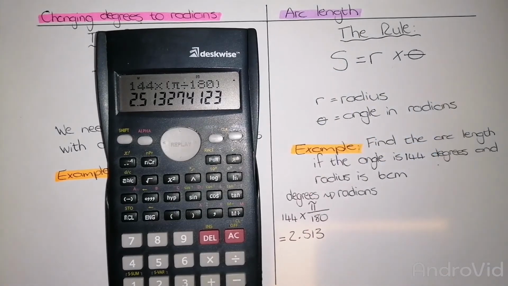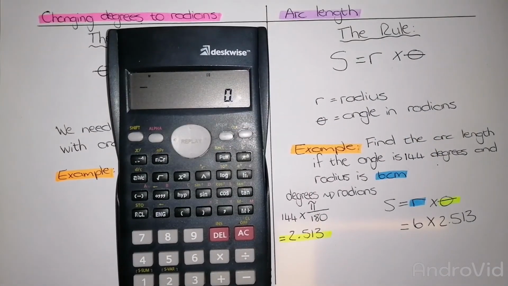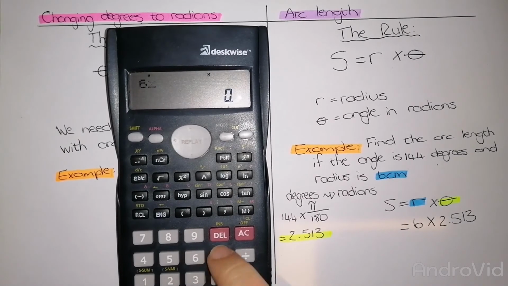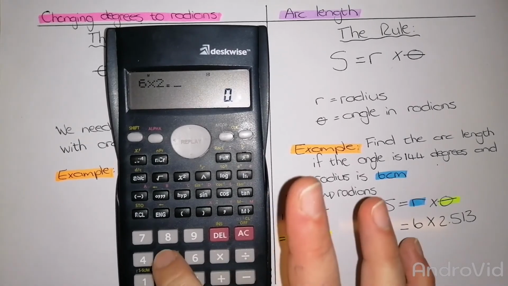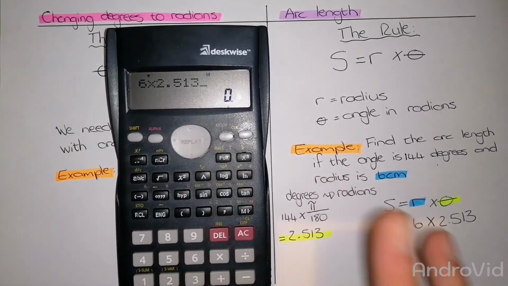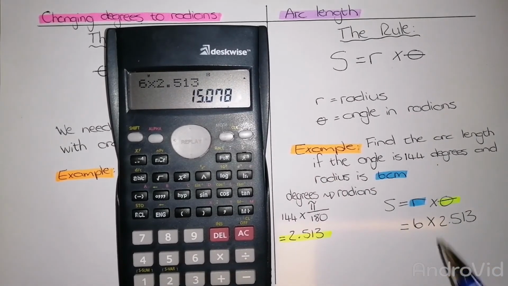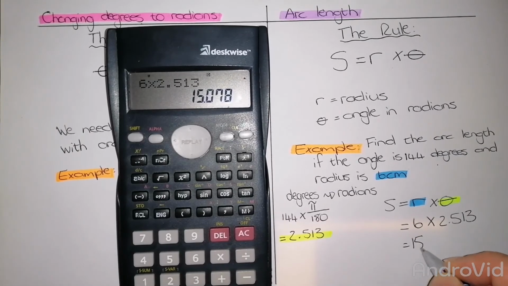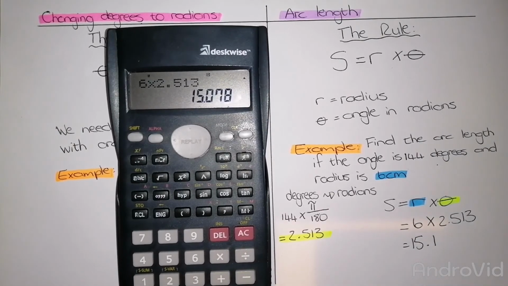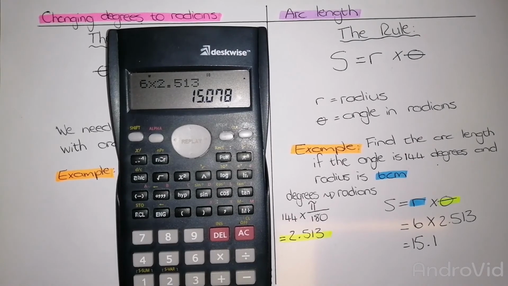Next thing we need to do is substitute my radians as well as my radius into my arc length equation. As you can see here, I have written down my equation again, and I've substituted my radius into r's place and my degrees in radians into theta's place. Only thing left to do, type it into my calculator. 6 multiplied by 2.513 equals 15.1. And that is how we find the arc length of a circle.